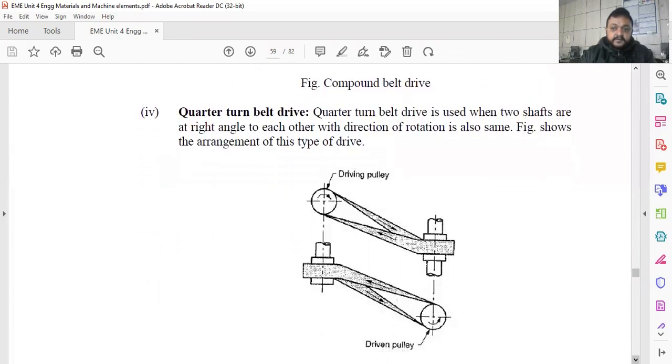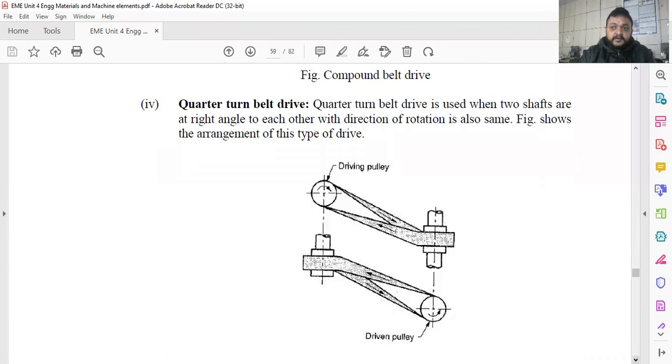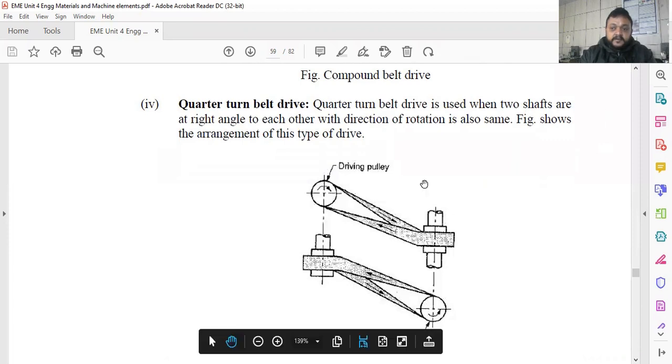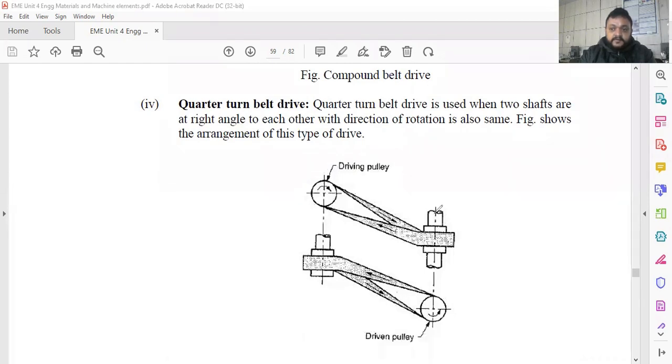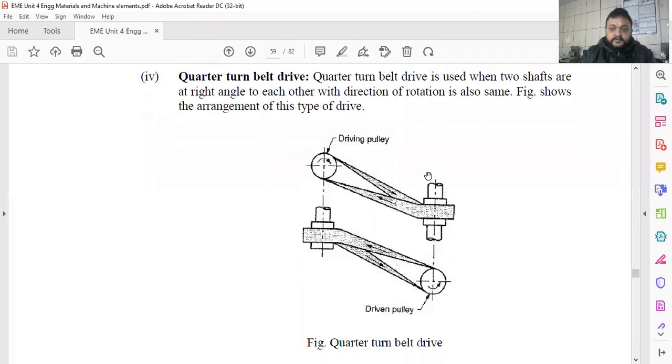Now quarter turn. Just have to see the quarter turn belt drive. The quarter turn belt drive we use according to the figure. You can easily see that when two shafts are right angle to each other. So this is the vertical one. Just you can see here. This shaft is vertical one. This shaft is vertical. Line of action is vertical one. And this shaft is line of action is horizontal one.